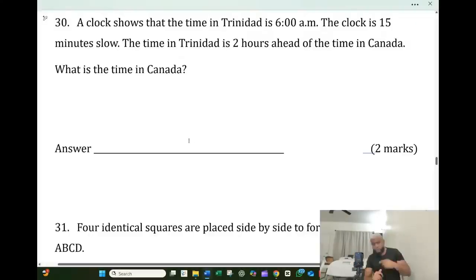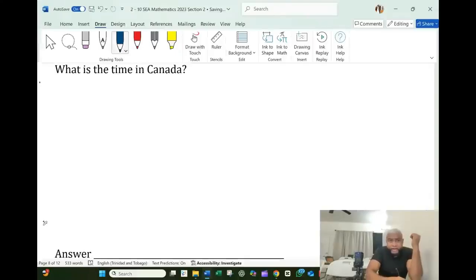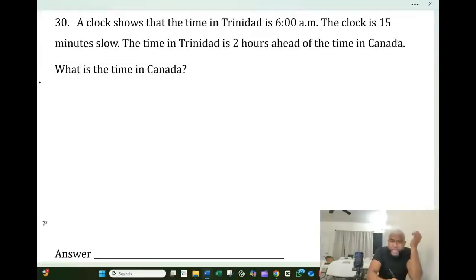This is a dog food question, right? This is what I like to call dog food. SCA feel good. That's a dog food question. So let's go. The first thing they said is that the clock shows, let me get back my blue ink, that the time in Trinidad is 6 a.m. But they said the clock is 15 minutes slow. So what's the real time?